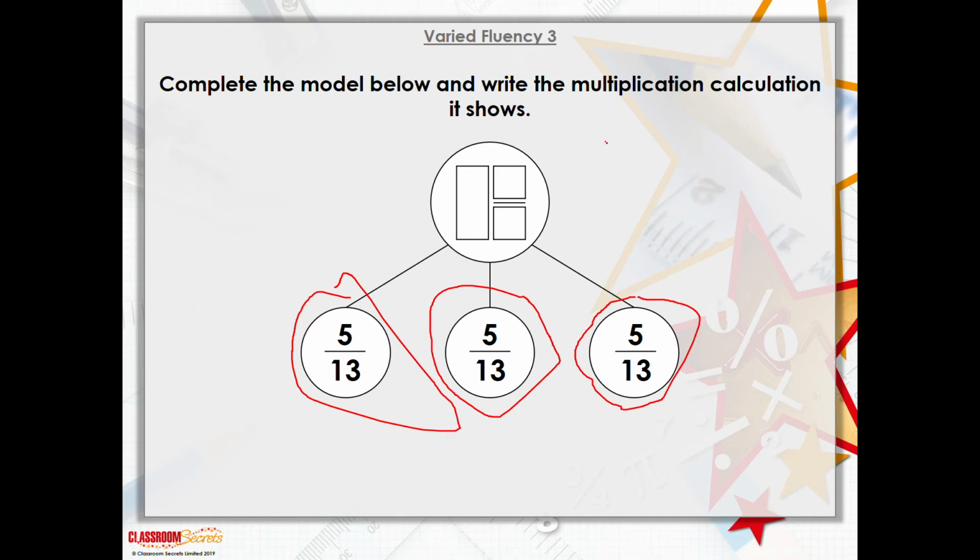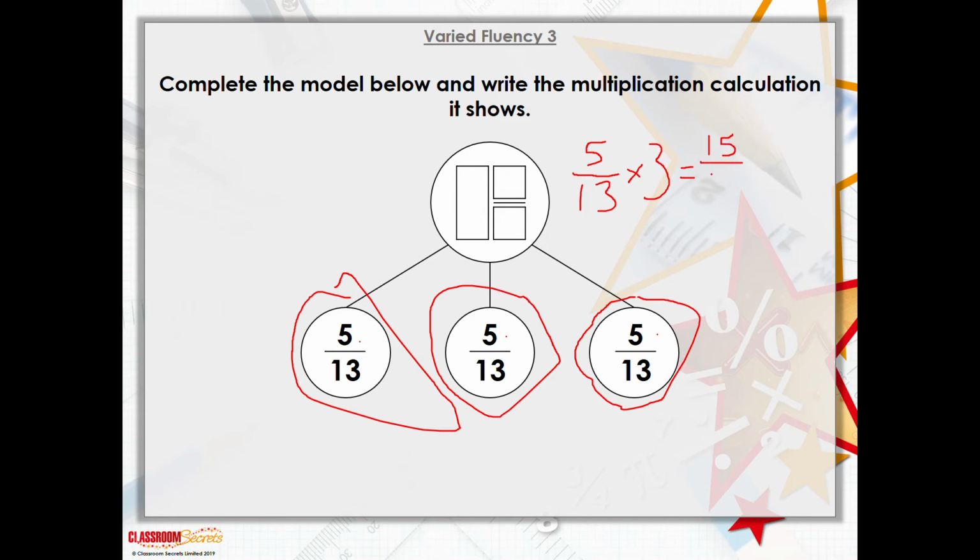So I'm going to take 5/13. I'm going to multiply it by 1, 2, 3. So I'm multiplying it by 3. And that is equal, or the same as, now let's apply what we've been working on so far. 5 3s, we're multiplying our numerator by a whole number, and 5 3s are 15, or 3 5s.